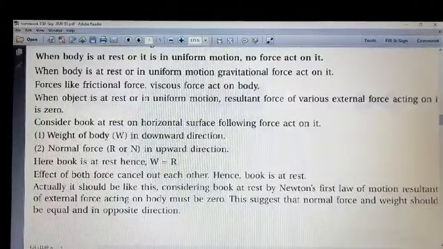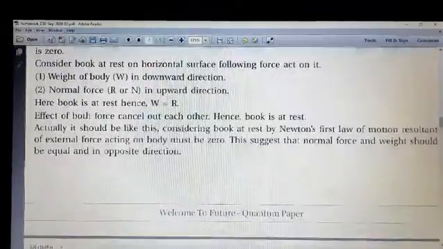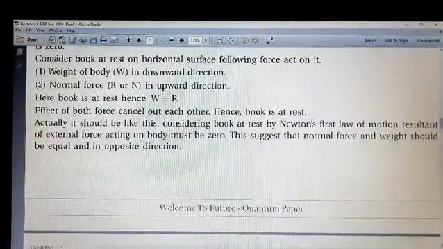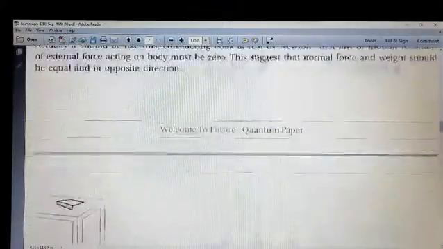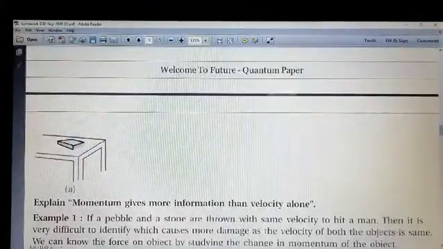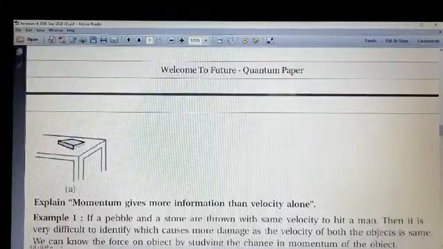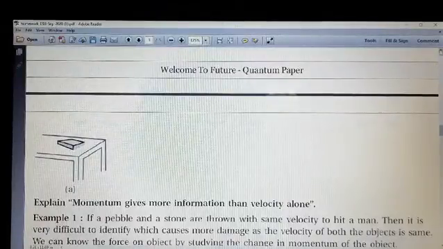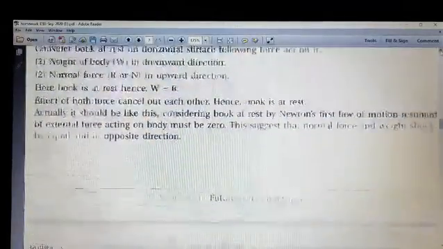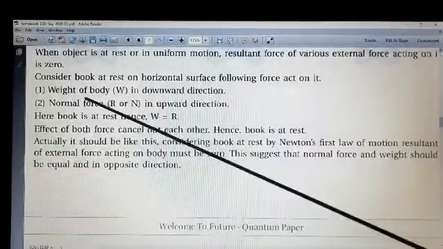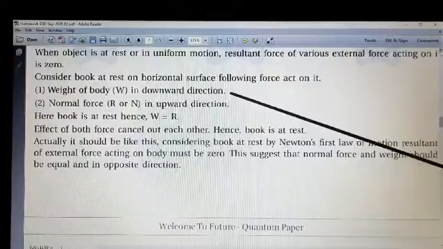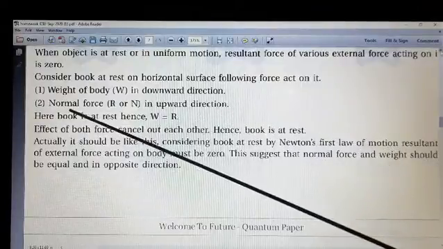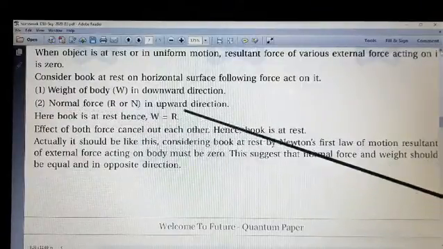Consider, look here, now we have one book on the table. Look here, this book. And on this book, two types of force are available. First, the weight of the body in the downward direction, and second, the normal force in the upward direction.